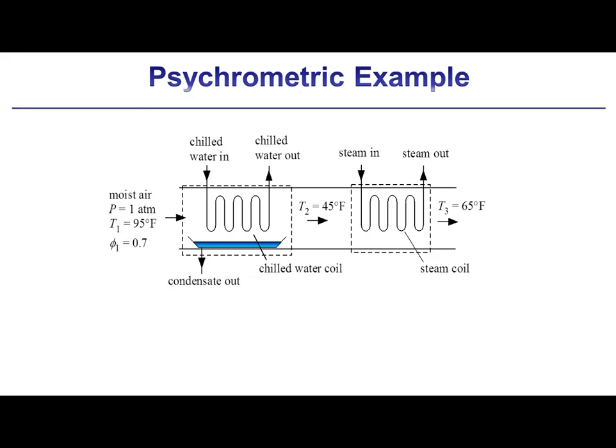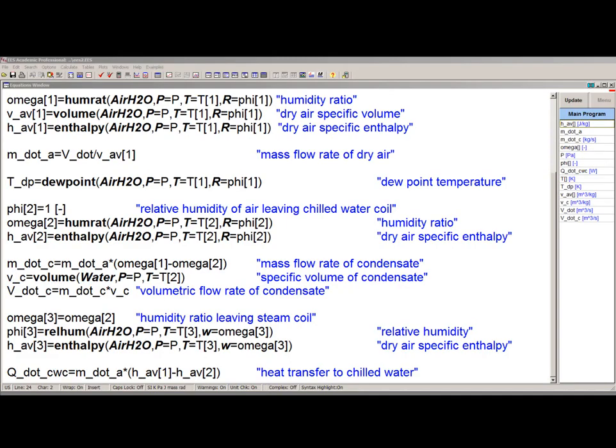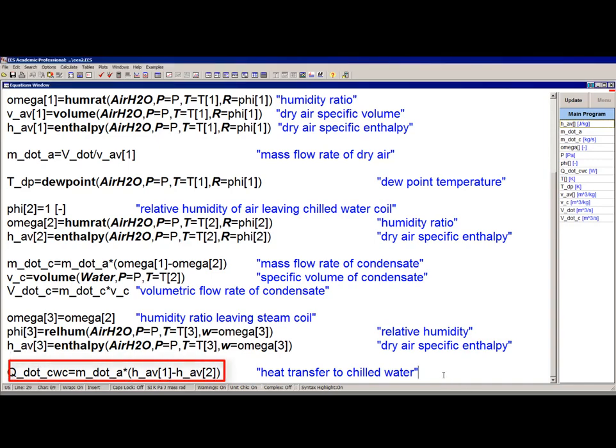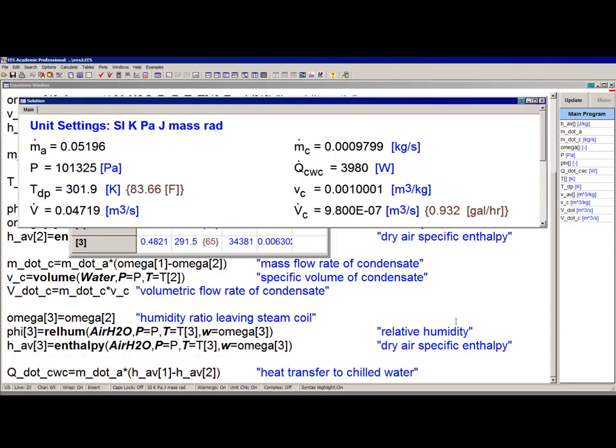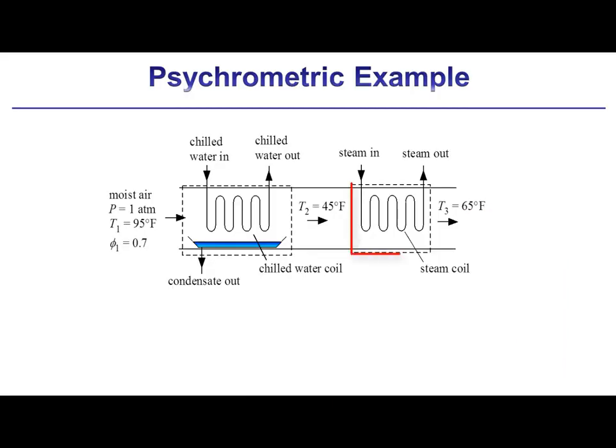So finally, we can determine the rate of heat transfer to the chilled water in the chilled water coil using an energy balance on the coil, and that's shown here. You'll note that we're neglecting the small enthalpy term associated with the condensate. And we can also get the rate of heat transfer from the steam in the steam coil using an energy balance on the steam coil, which is shown here.